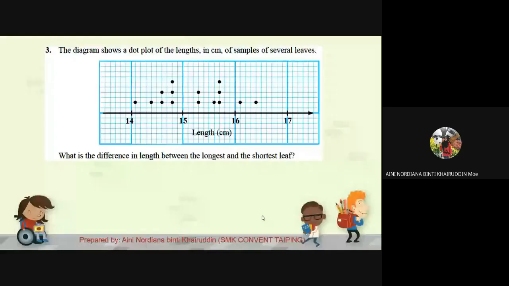Okay, question number 3. The diagram shows a dot plot of the length in cm of sample of several leaves. So what is the difference in length between the longest and the shortest leaf? So the longest is 16.4 and the shortest is 14.1. So the difference between these two equals to 2.3.